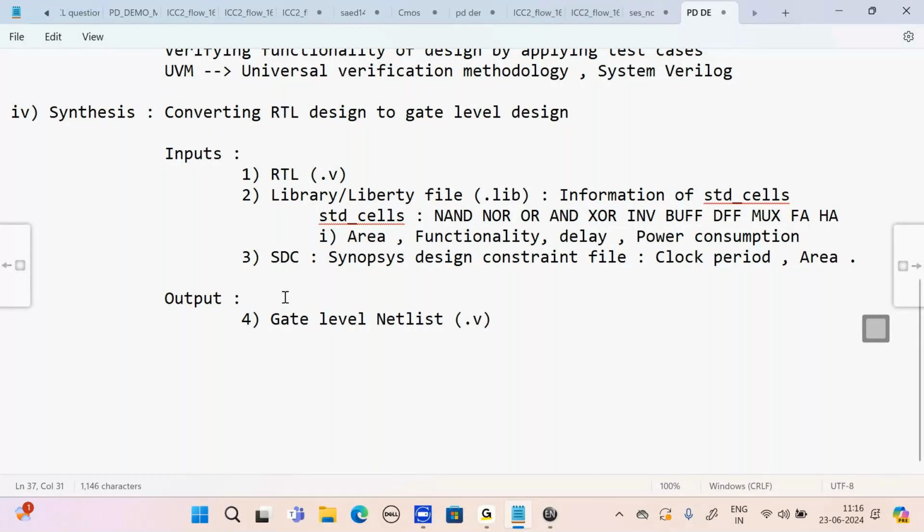So my input is also Verilog program. Output is also Verilog program. Then what's the difference between both? What's the difference between RTL and gate level netlist? Yes, RTL is in behavioral form, but gate level netlist has only gate and its connections. It will be having only gate and its net connections.